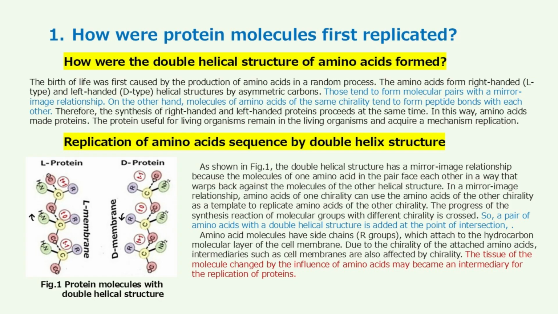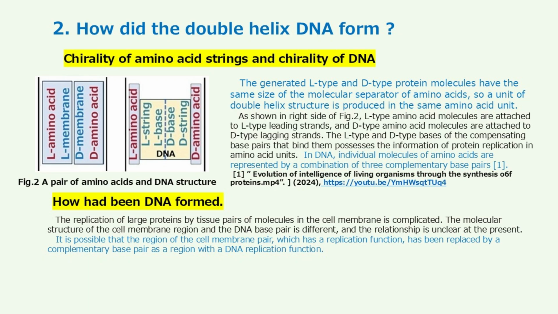Amino acid molecules have side chains, R groups, which attach to the hydrocarbon molecular layer of the cell membrane. Due to the chirality of the attached amino acids, intermediaries such as cell membranes are also affected by chirality. The tissue of the molecule changed by the influence of amino acids may become an intermediary for the replication of proteins.